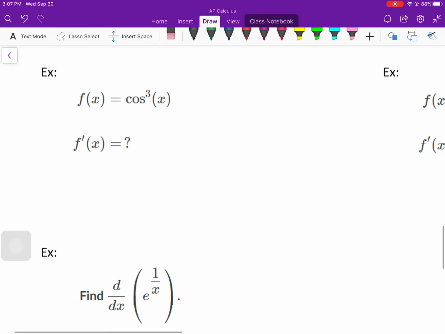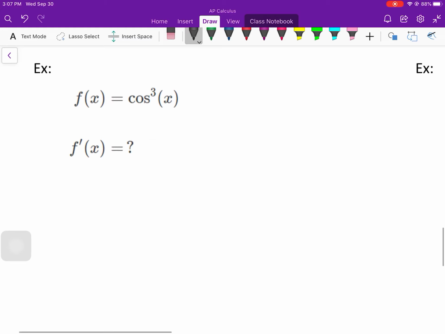Let's look at this example. And this is actually one of the more difficult examples. So let's rewrite this. This is actually cosine of x to the third power. And let me just use those same colors. So our outer function is to the third power, and our inner function is cosine of x.